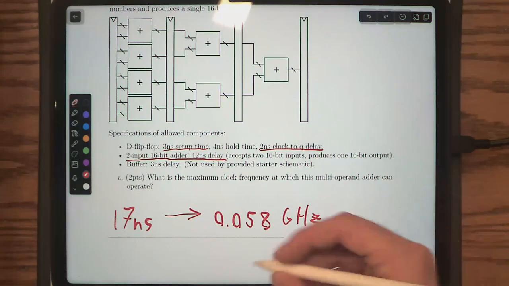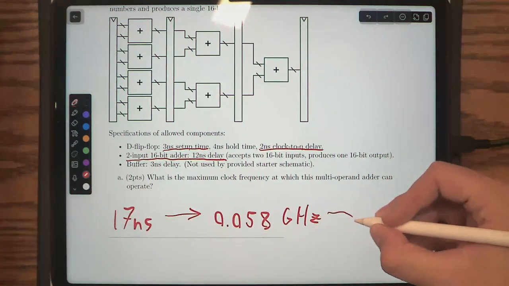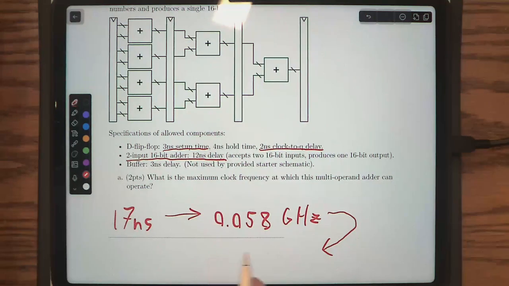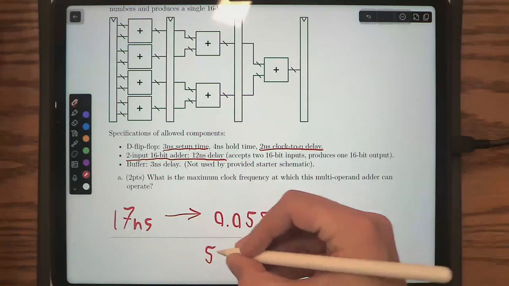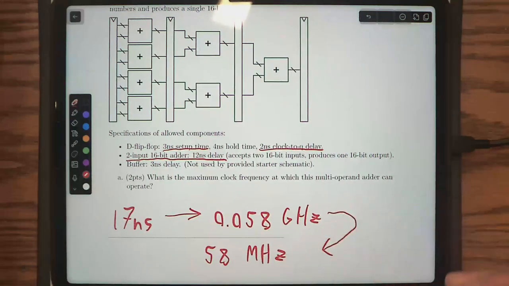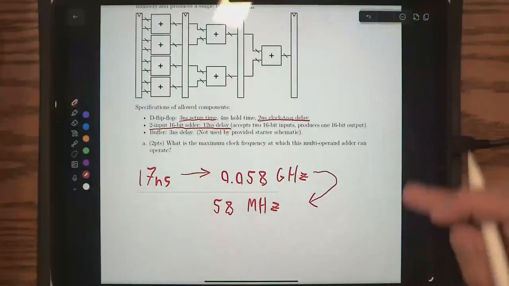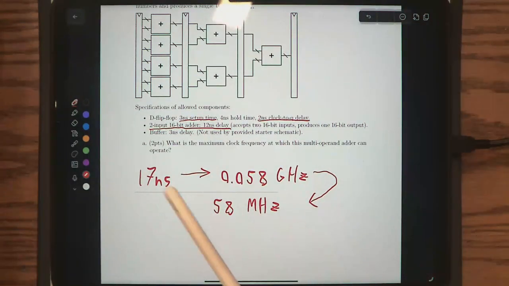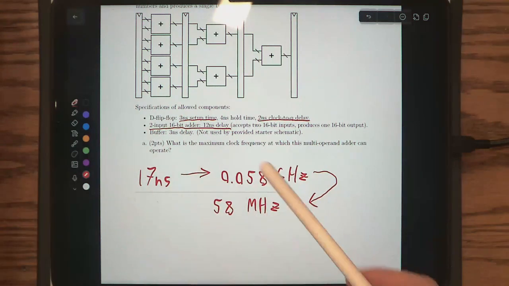Multiply by 1,000, yeah. So then this would end up being, so we would probably just say 58 megahertz. Okay, yeah, a lot of confusion on just this act of converting between units. So go and make sure you practice this, make sure you understand this, okay?